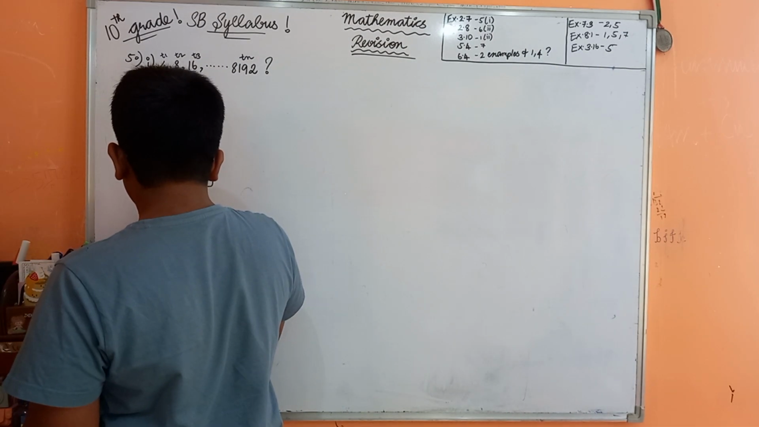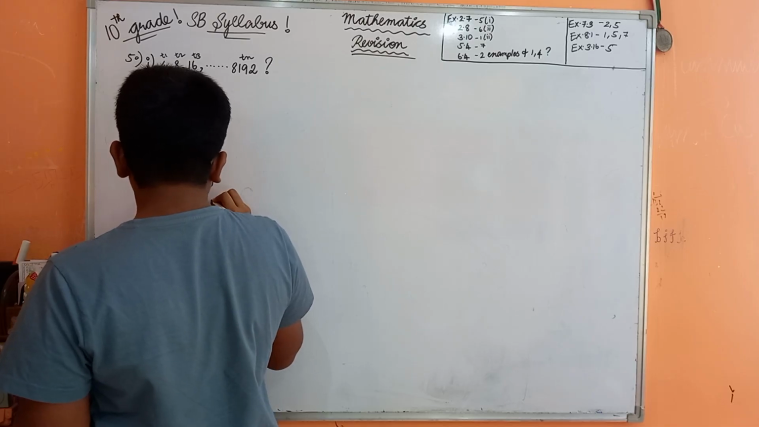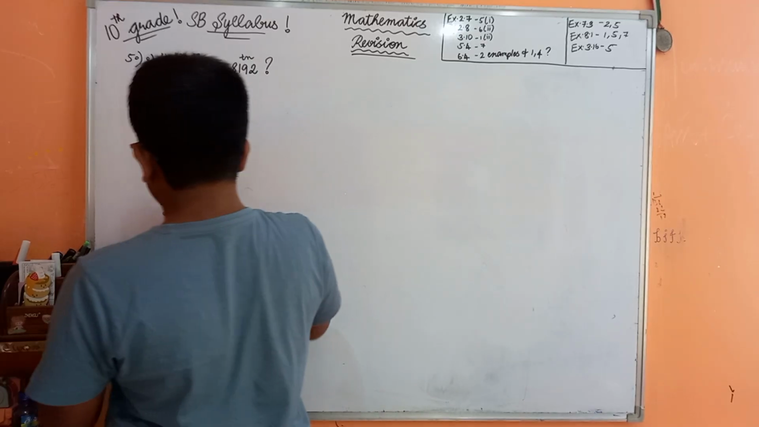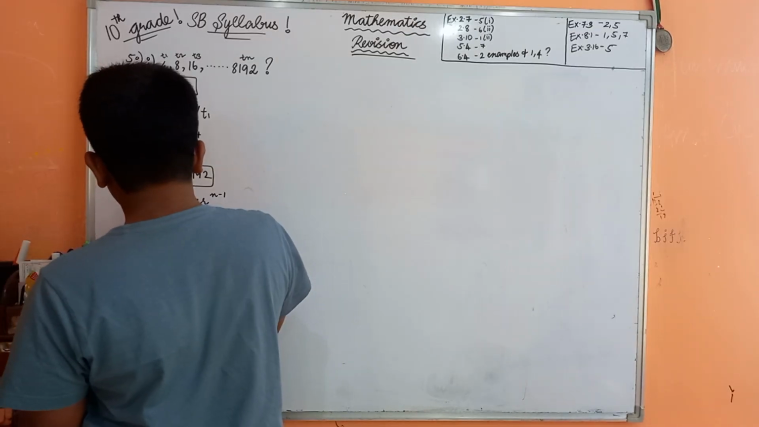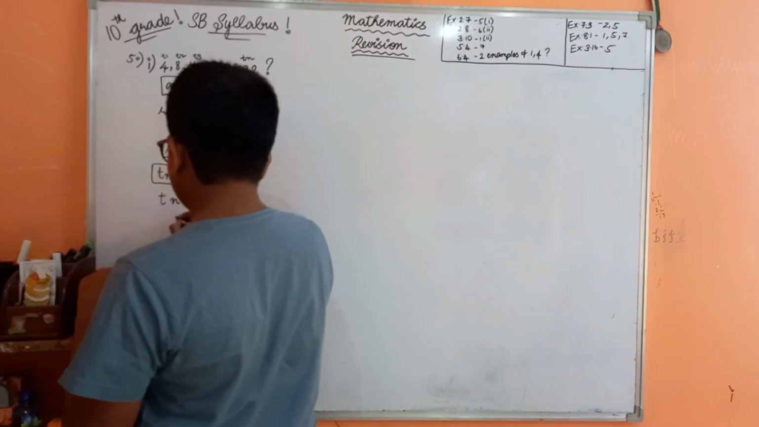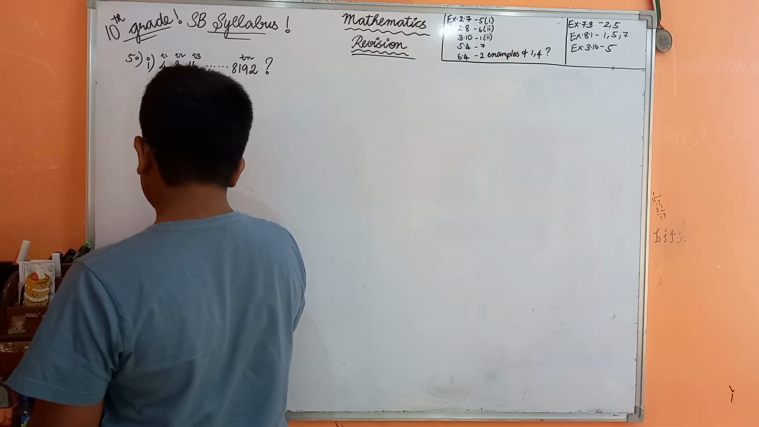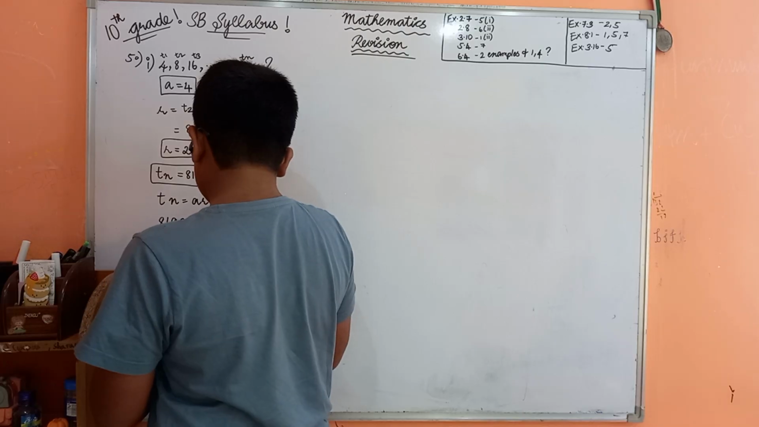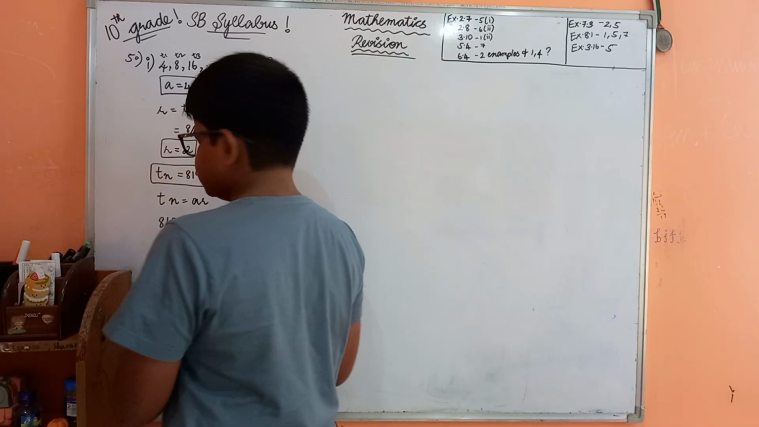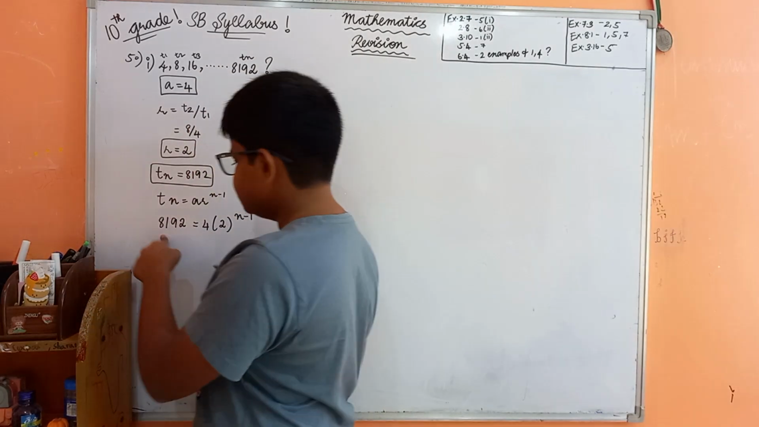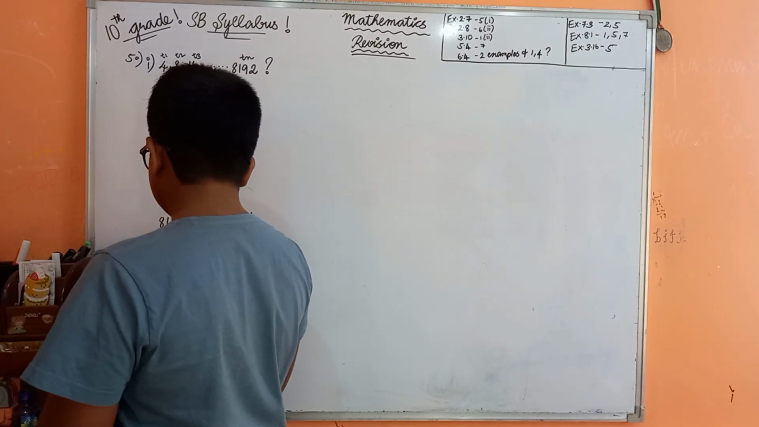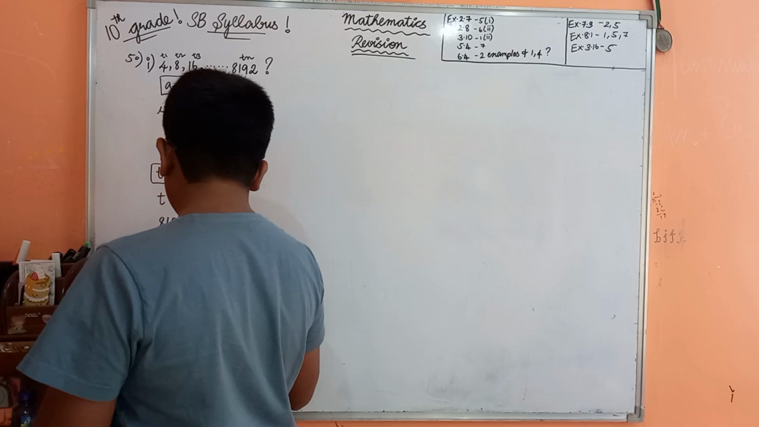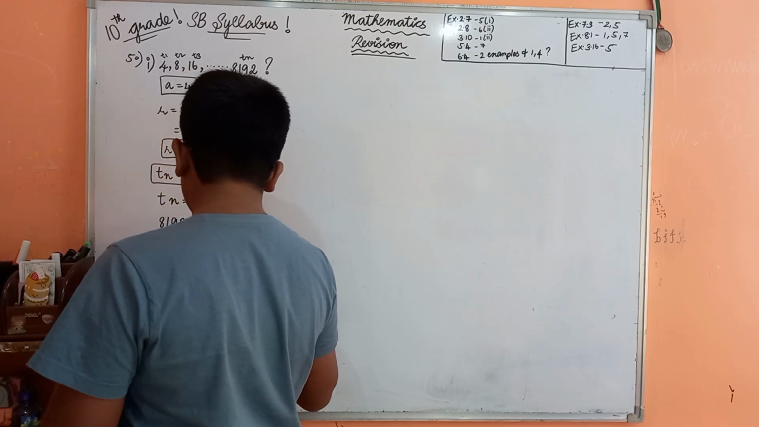So Tn is equal to a r to the power n minus 1. Sorry, let me put the T in the curve here. So what is Tn, guys? 8192. 8192 is equal to a, which is 4, times 2 to the power n minus 1. So this is the multiplication side. If it goes to this side, then it's division. So 4 goes over here. 8192 by 4 equals 2 to the power n minus 1.